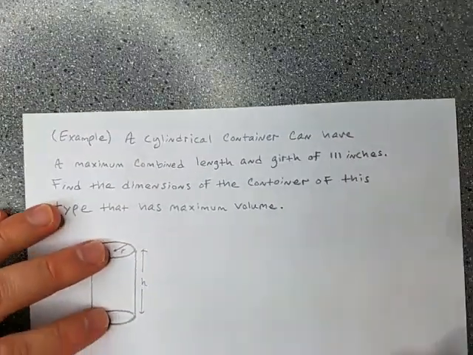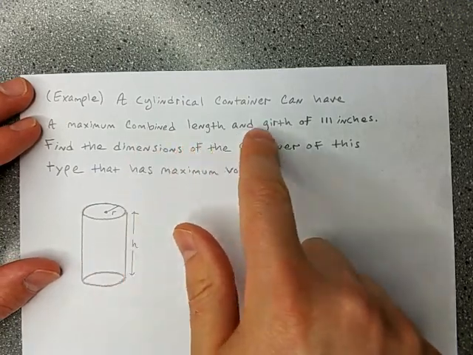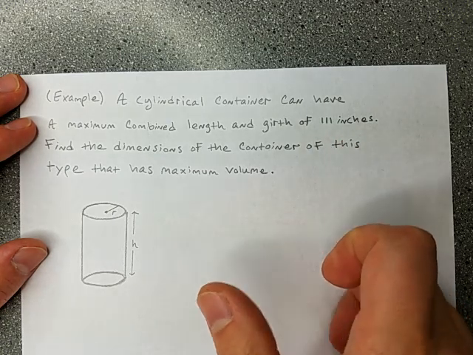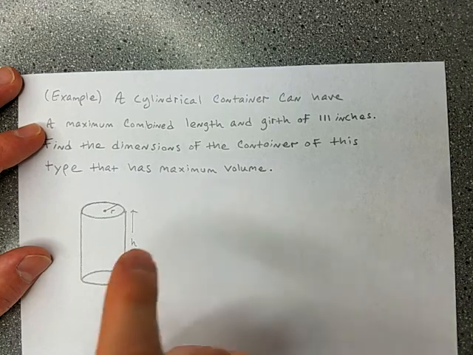This problem will read as follows. Suppose that there's a cylindrical container and our constraint is such that it can have a maximum combined length and girth of 111 inches. Find the dimensions of the container that has a maximum volume. The fact that the combined length and girth can only be 111 inches will limit how big this thing can get. And we just want to find the maximum volume that's possible with the constraint.